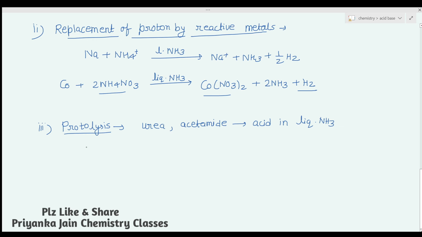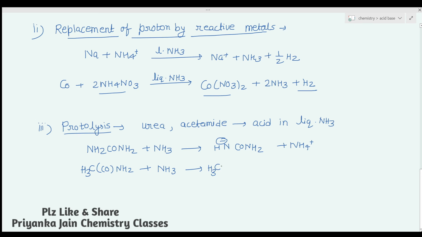They can donate protons. For example, see here NH2CONH2. If it is treated with NH3, it is forming NH−CONH2 plus NH4+. Okay. Similarly, CH3CONH2, this is acetamide, is reacting with NH3 and it is forming CH3CONH− plus NH4+. Okay, so these are some of the reactions of the ammono acids.